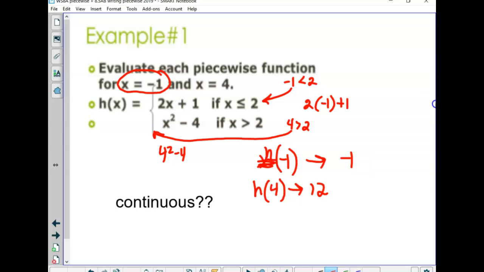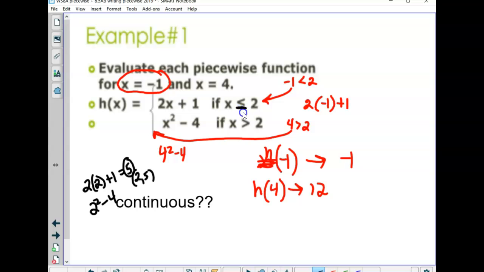Anyway, is this continuous? This is an issue on the quiz that students get wrong. It is continuous if at the rule change, they share the same point. Where is the rule change? What value? 2. So if I put a 2 in the top one, or I put a 2 in the bottom one, do I get out the same thing? Well, 2 times 2 plus 1 would be 5. So I put in a 2, got out a 5 for the top one.